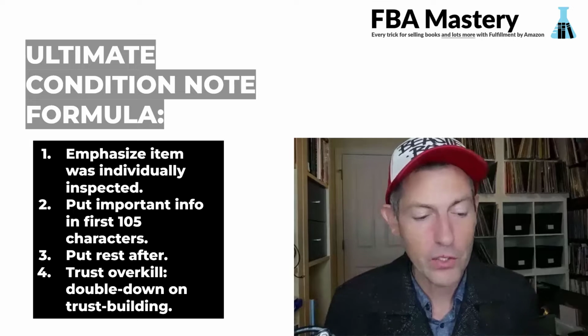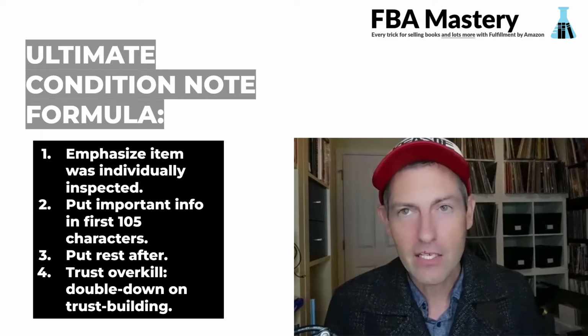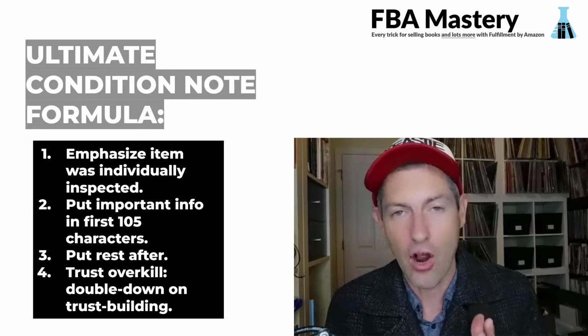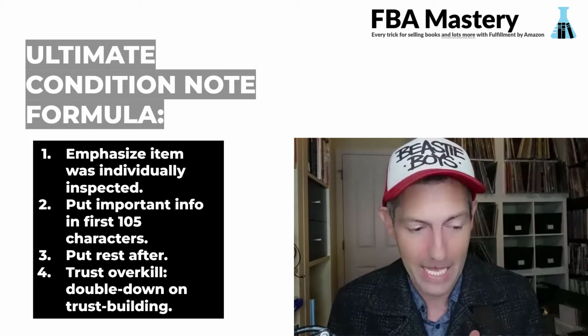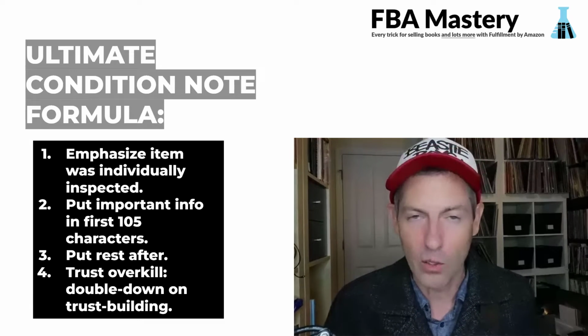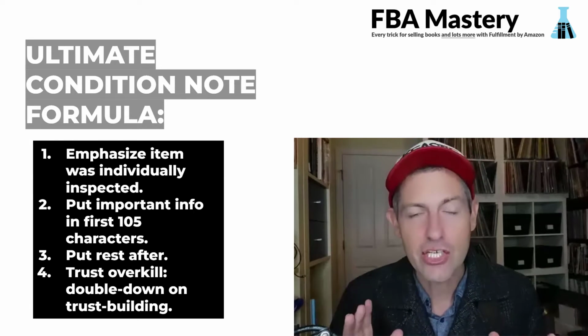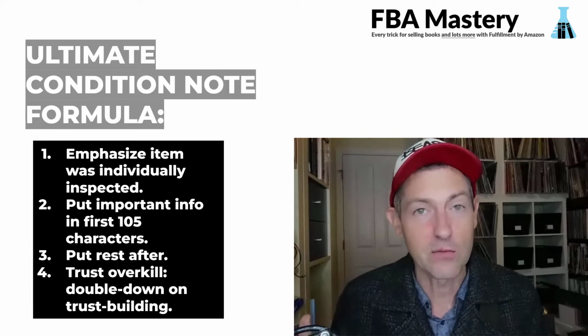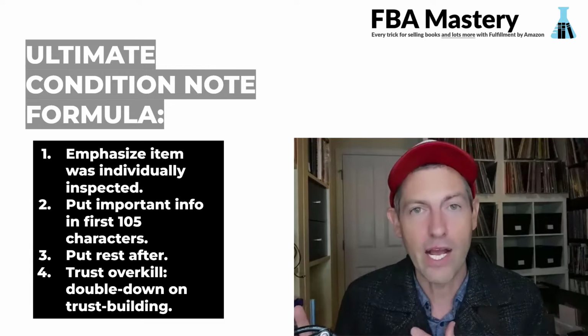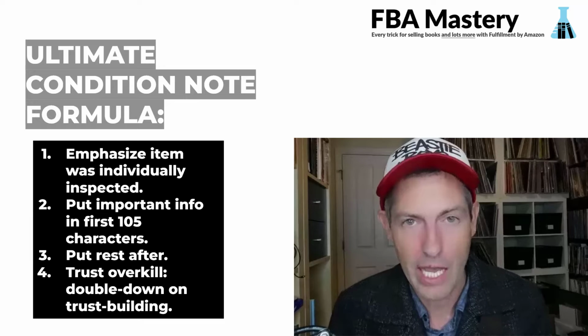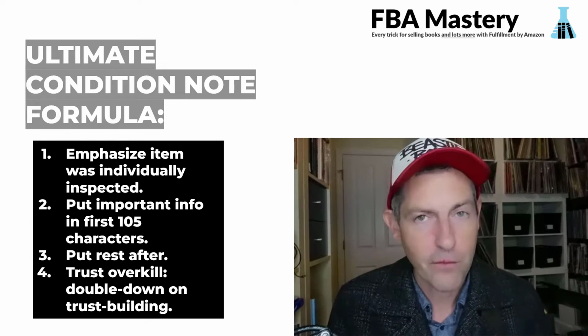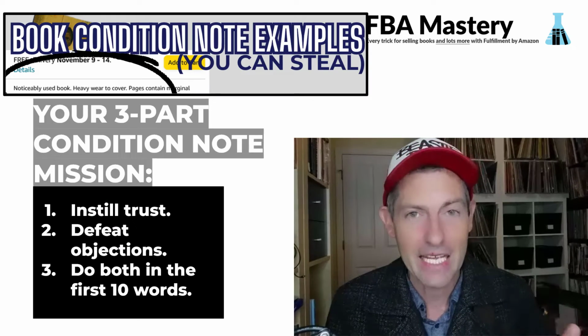Number three element to include in your condition description, put everything else after. And I'll get to what these other things are, but put the less important stuff at the end. And number four, what I call trust overkill. Anything you can do in addition to conveying that you individually inspected that item, anything else you can do to build trust, also cram that in wherever you can. Okay, and I'll get into examples here in a second. But that's the 4-part list. If you want to write your own, that is the checklist.